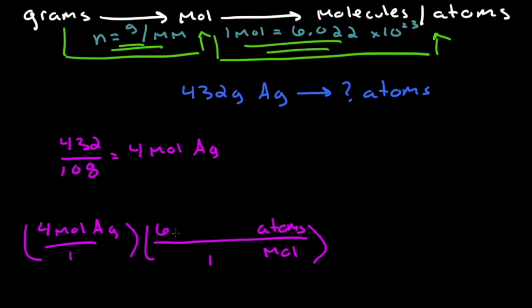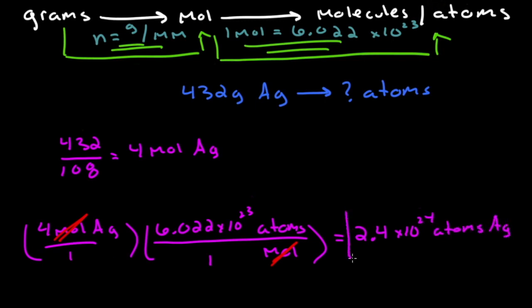So we're going to put 6.022 times 10 to the 23rd power up here. And then we have moles here, and moles here cancels out. Then we'll have 4 times Avogadro's number divided by 1, and that's going to be 2.4 times 10 to the 24th power, and that's going to be atoms of Ag. And so this is how we would find grams to atoms.